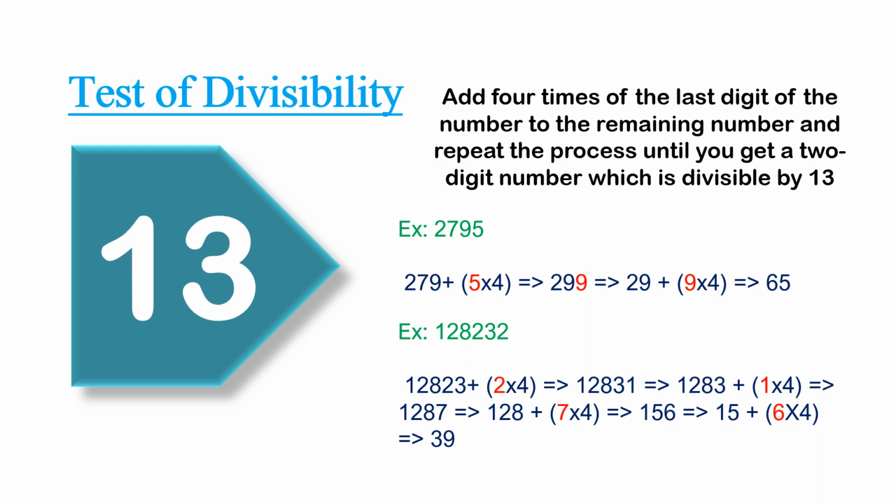Last digit is 7. 7 into 4, 28, plus 128, which would give us 156. Last digit 6. 6 into 4, 24, plus 15, which would give us 39. So 39 is divisible by 13. Hence the number is divisible by 13.